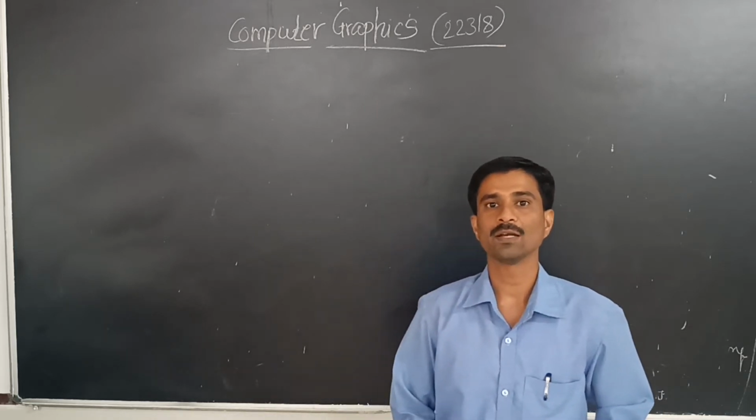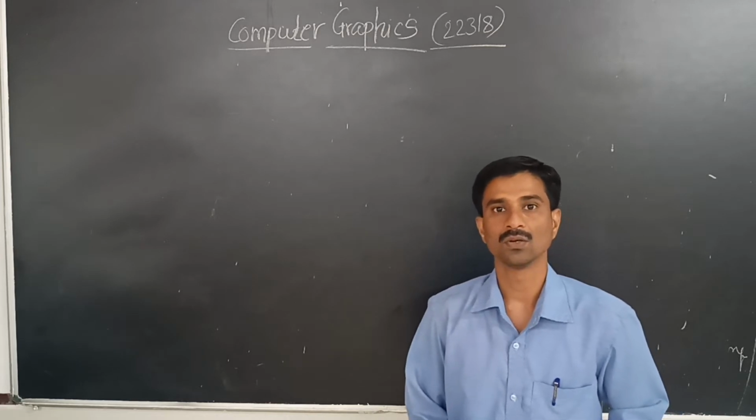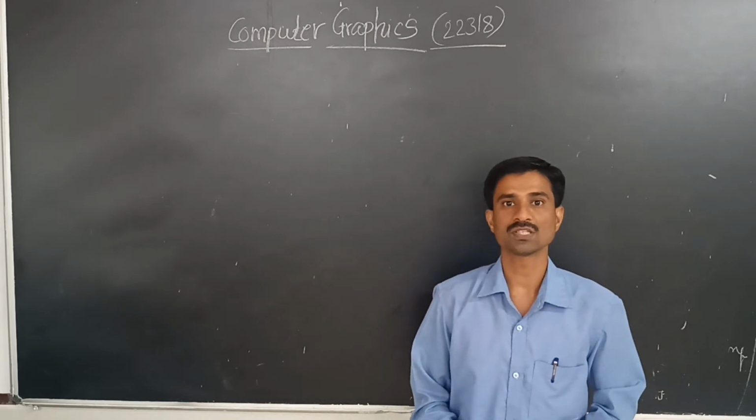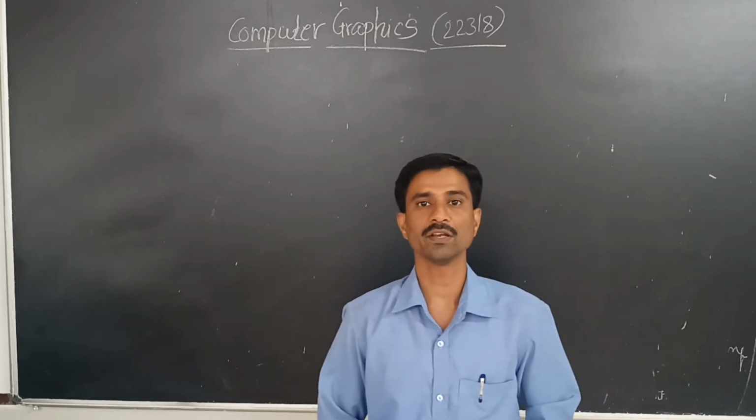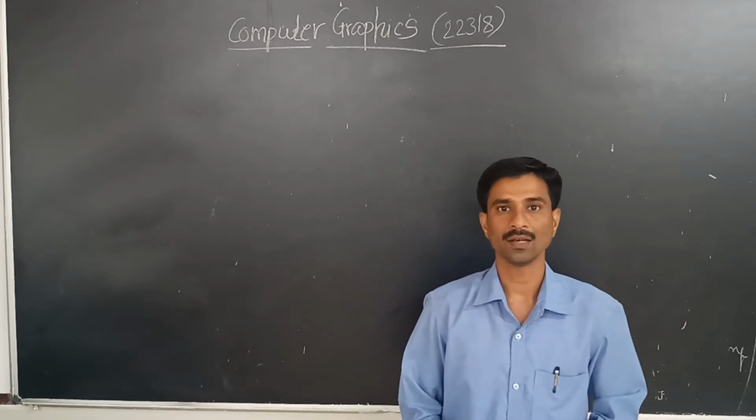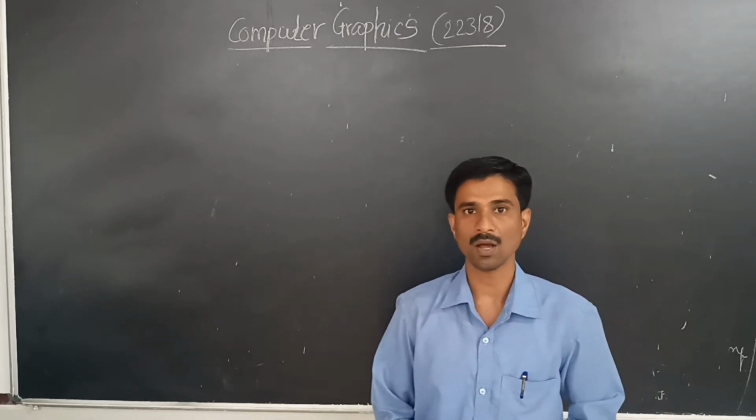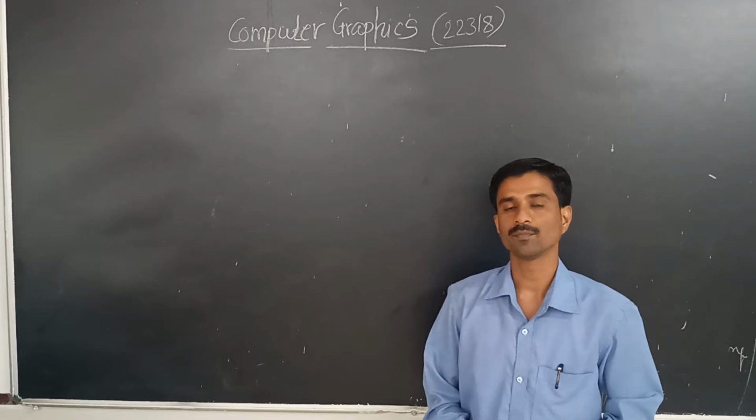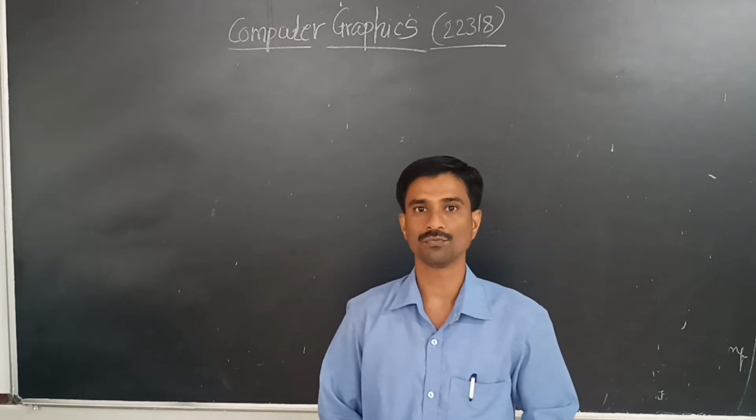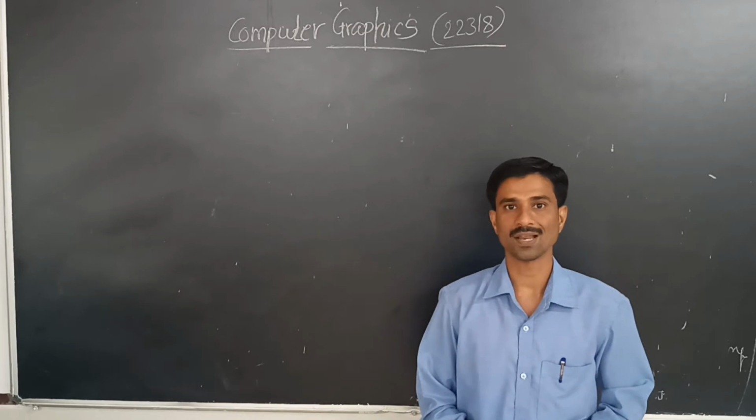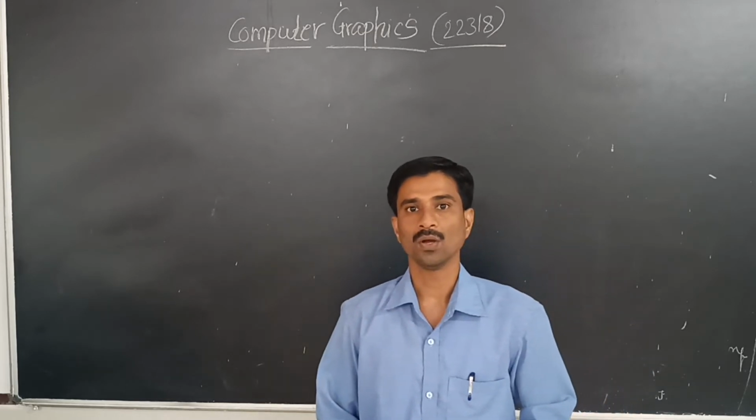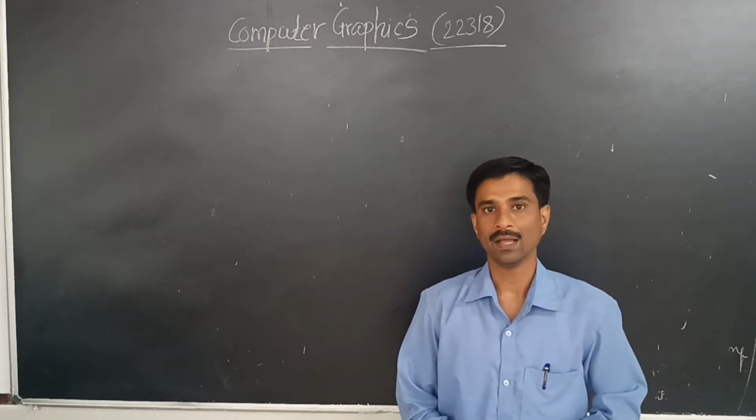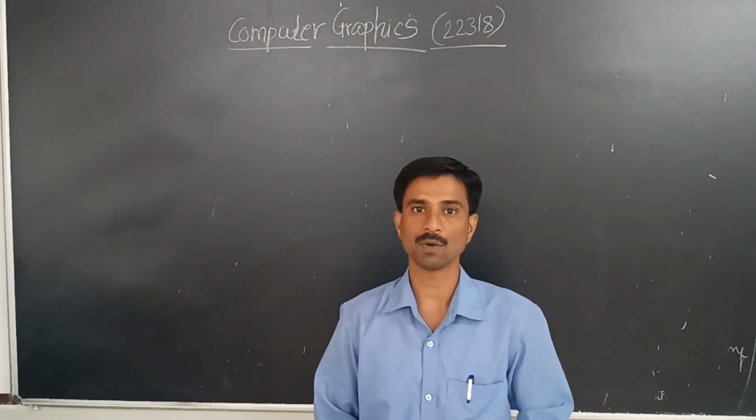Again, the flat panel display having two types, that is first one is emissive display and other is non-emissive display. In emissive display, the electrical energy is converted into light energy, and the examples are plasma and LED. We have seen the working or the construction of LED as well as plasma. We have seen the advantage and disadvantages of LED as well as plasma.